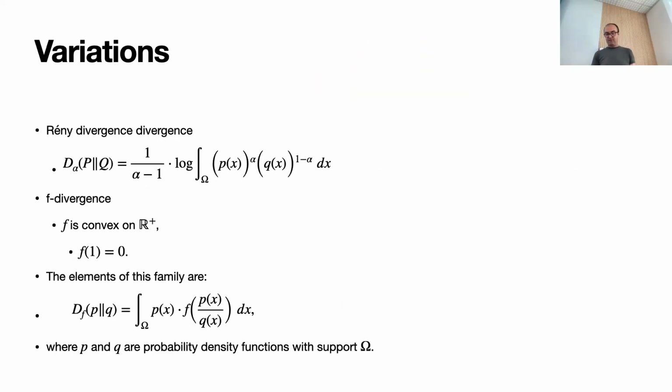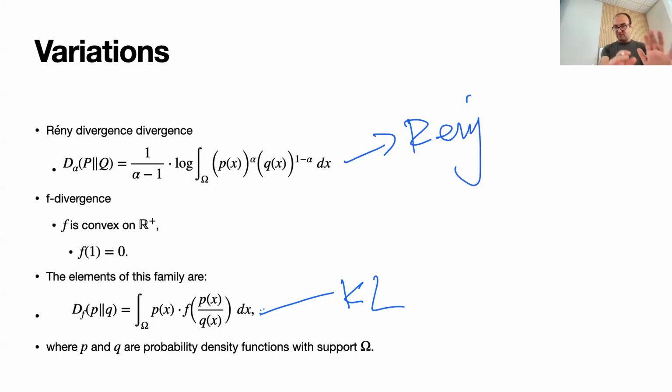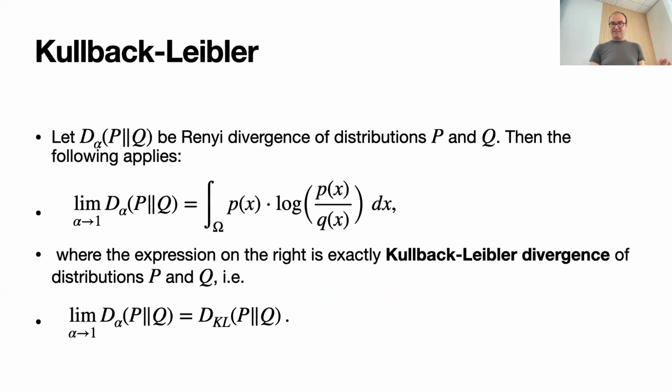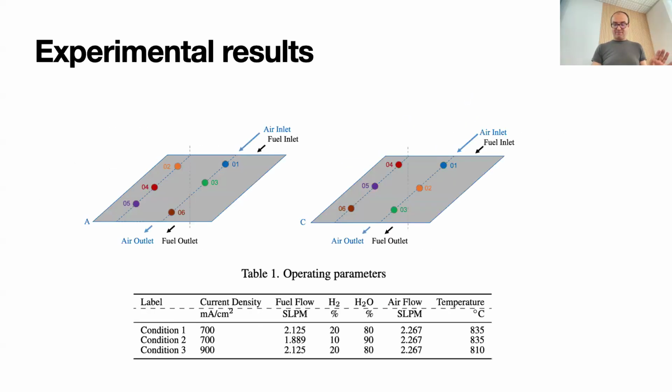There are a lot of variations, and I'm not going into any details. Numerically everything is implemented. Most probably you've heard of something called Kullback-Leibler divergence or Renyi divergence. Those are the equations; let's forget about them at the moment. I will discuss it when we come back. Now the experimental results, just to see how everything works.